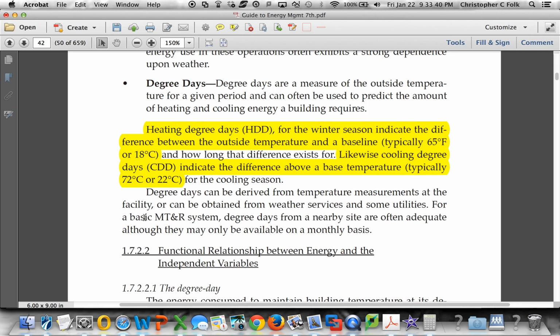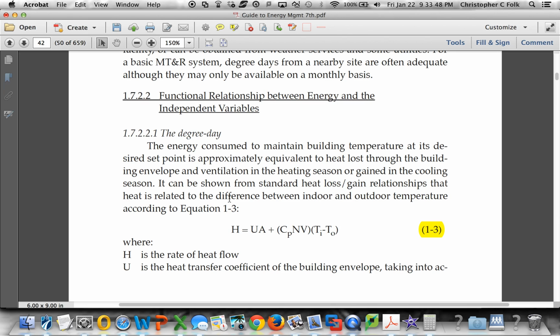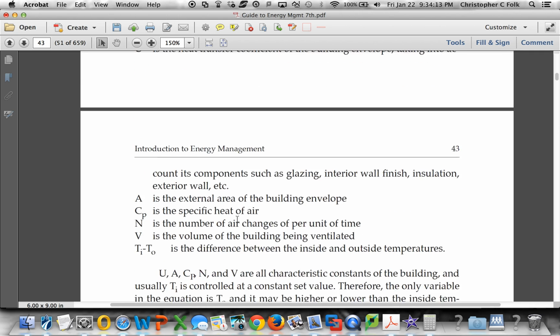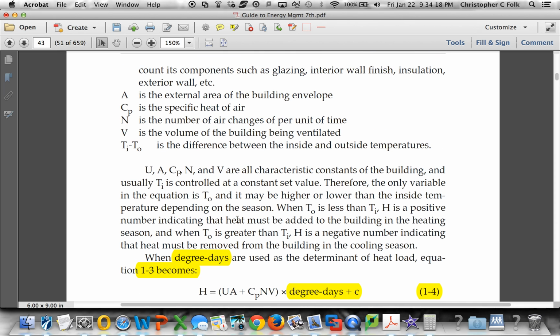But what we'll end up doing is we're going to be looking at the functional relationship between energy and the independent variables. So here's our next formula, right? This is the one we're going to use for the degree day calculations. This is a type of linear equation, right? And this linear equation is going to allow us to see how variances of one thing can be calculated to cause similar variations in another. And so it continues on to the next page, and it explains the different components of the formula.